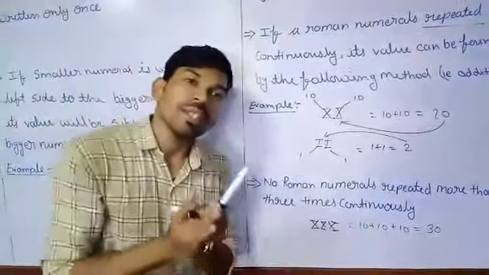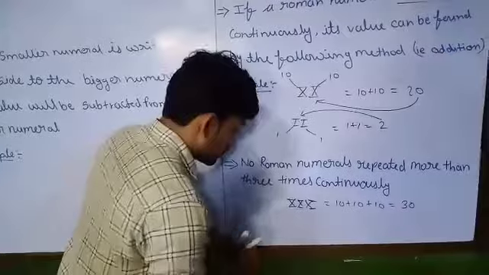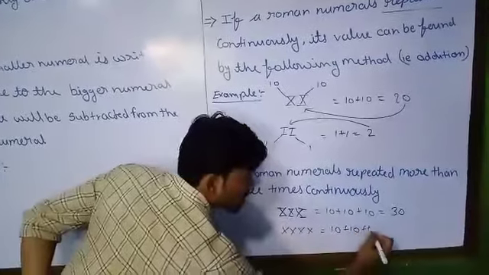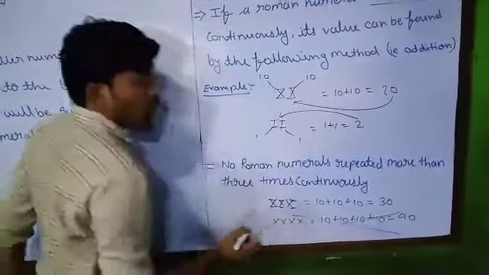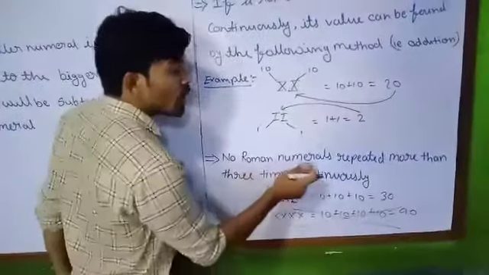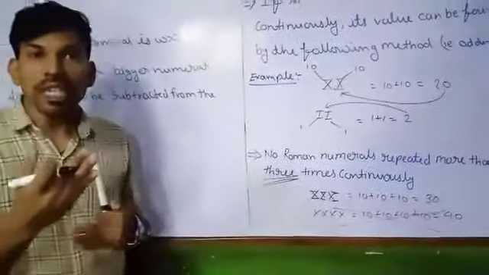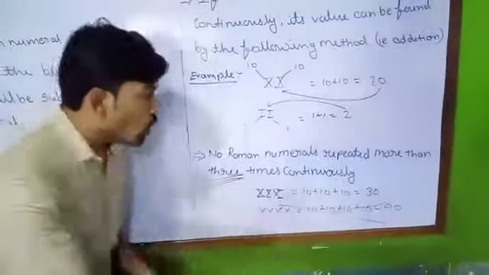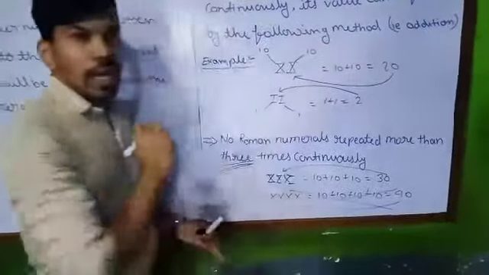Suppose the question comes to mind, why can't we add that 4 times? Take the example of adding X 4 times: 10 plus 10 plus 10 plus 10 could be 40. No, it's wrong. Because our second principle clearly says no Roman numeral is repeated more than 3 times. Maximum we can use 3 repetitions; more than 3 times cannot be considered. So for 40 we cannot use X 4 times. Yes, but for 30 we use X 3 times.